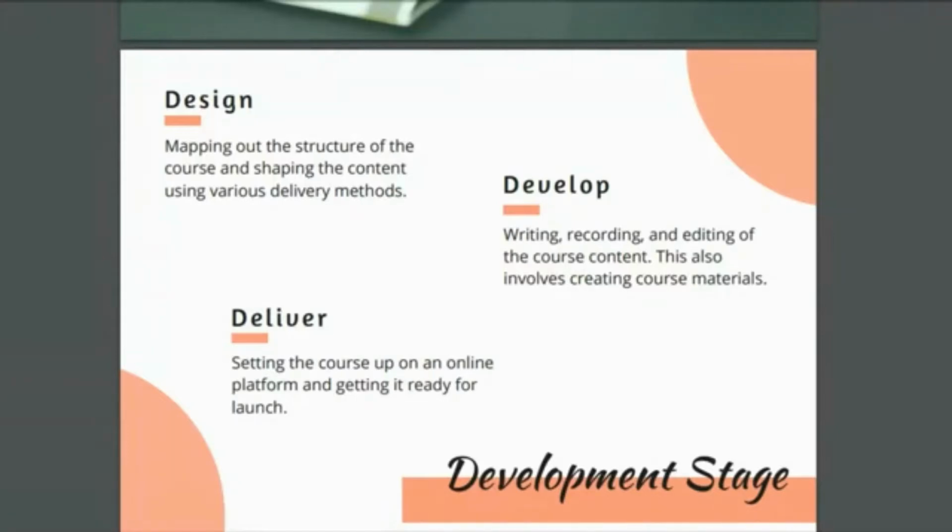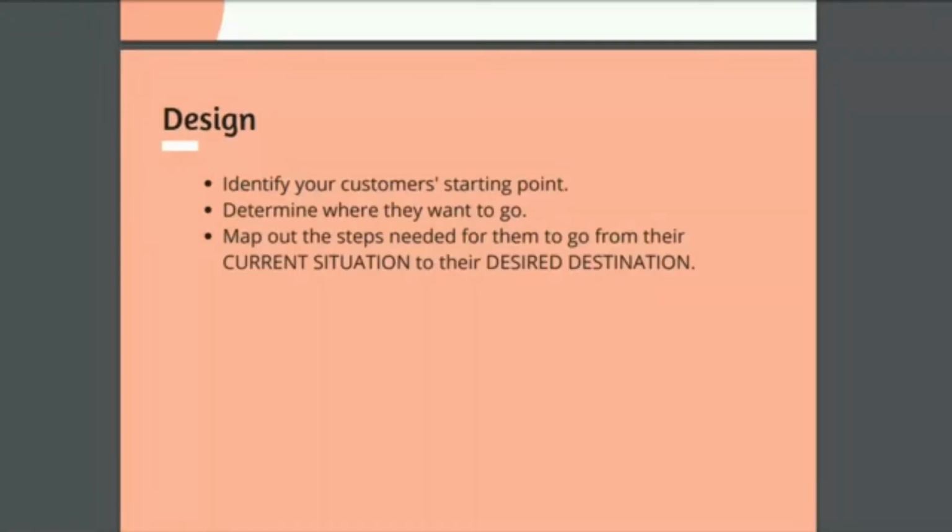So what exactly is design? Design is mapping out the structure of your course and shaping the content of your course using different instructional strategies or delivery methods. Develop is the actual writing, recording, and editing of your course content, as well as creating those course materials like your workbooks and your worksheets. And then finally, you have deliver. Now, deliver is setting the course up on an online platform and getting it ready for your launch. So let's go ahead and dive in. Let's get started with the first one, which is design.